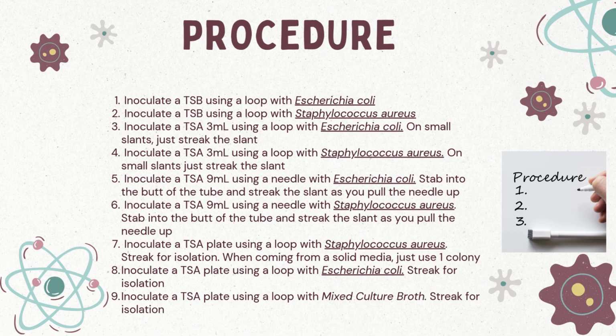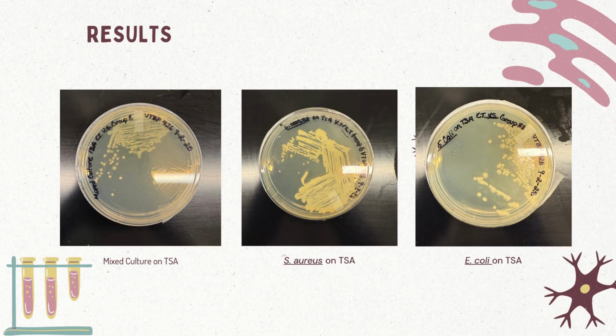For the procedure, we practiced transferring microorganisms into different types of media using aseptic technique. We used an inoculating loop to place the E. coli and the S. aureus into broth tubes and streak the TSA slants. For the TSA deep tubes, we used a needle to stab into the agar and to streak the slant as we pulled it out. On the TSA plates, we streaked for isolation using E. coli, S. aureus, and mixed culture broth, which allowed us to separate individual colonies throughout the process. We sterilized the loop and needle between transfers and worked near a burner to help, like I said, sterilize the conditions. So for our results, here are our results for the TSA plates.